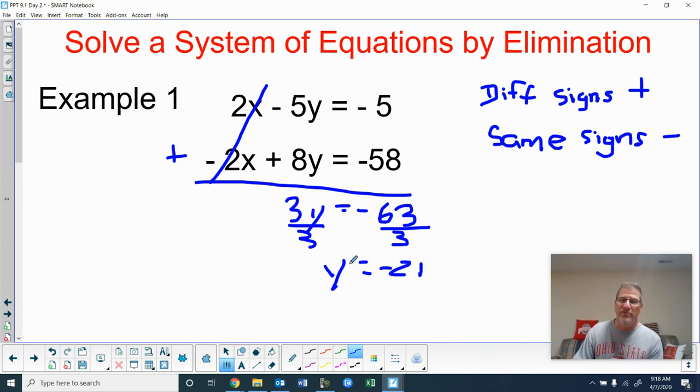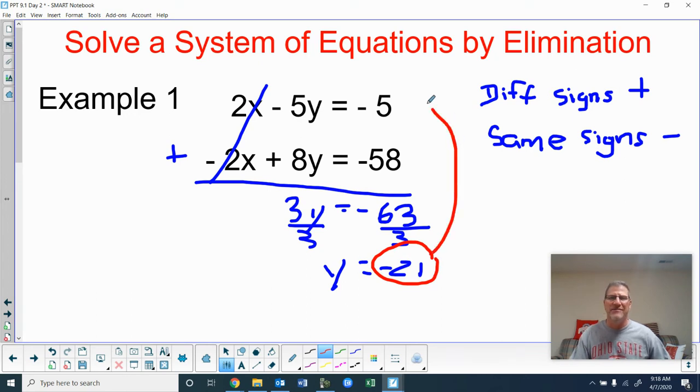Okay, but that's only halfway. Remember, we have to find what x value is as well. Remember, when we solve a system of equations, we're looking for the x and the y value that works in both equations. So I'm going to take this negative 21, and I'm going to plug it into either one of the equations. I'll just go ahead and put it in the top one, but it doesn't matter. This is your choice.